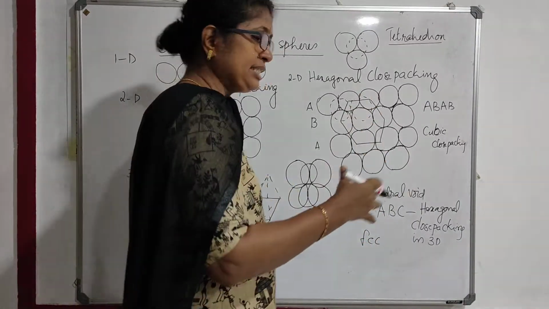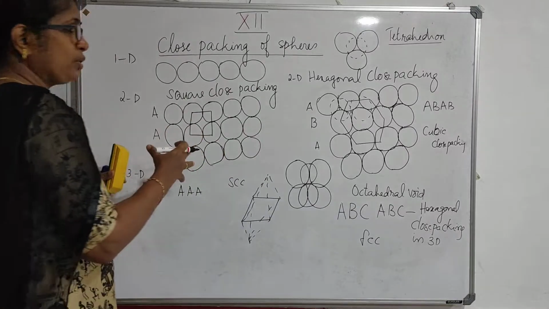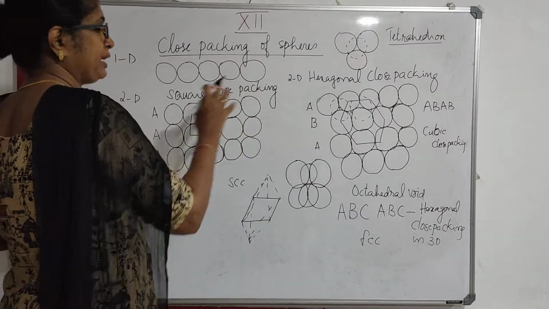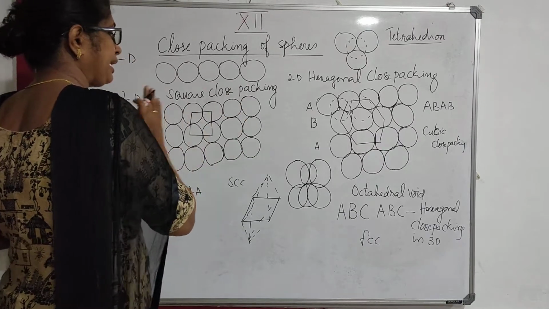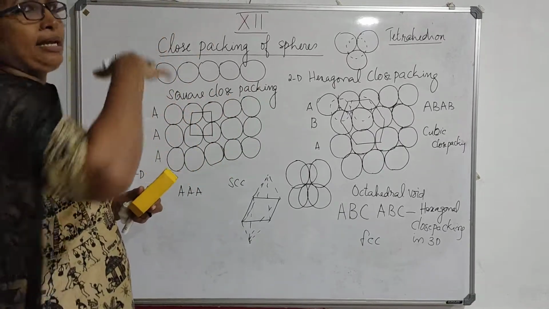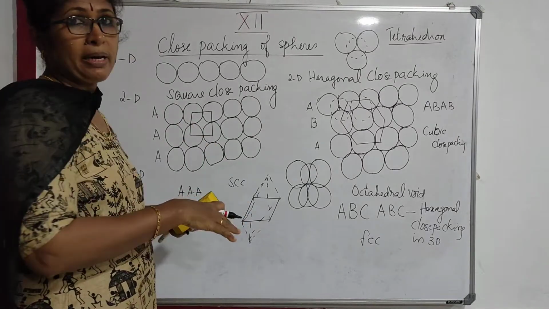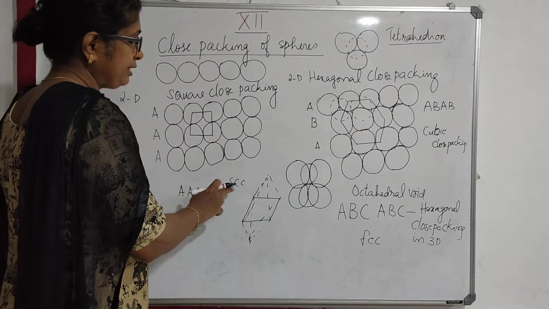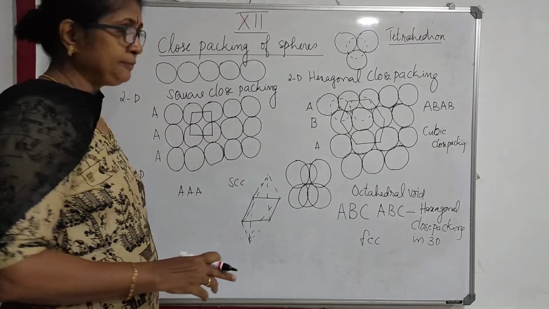Now, if you go 3-dimensional, you take square close packing. Over this, you keep the same layer, A close packing. You keep an A layer again over that A layer, again over that A layer, like that, A type. That is a square close packing, which is not that effective. There you get a simple cubic lattice.